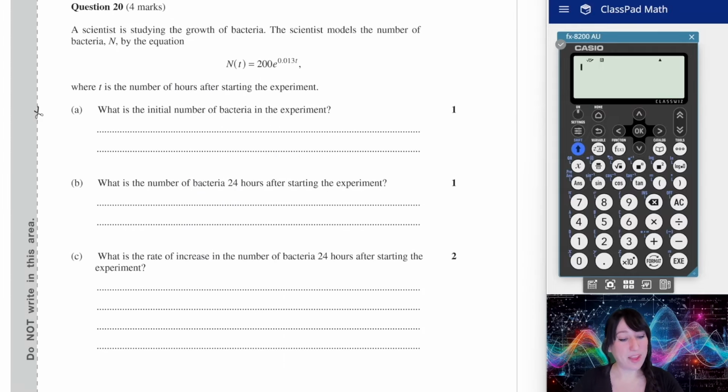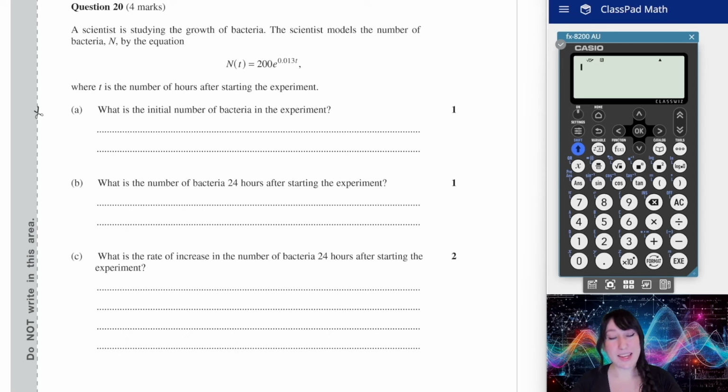Question 20. A scientist is studying the growth of bacteria. The scientist models the number of bacteria, n, by the equation n of t equals 200 times e to the power of 0.013t, where t is the number of hours after starting the experiment. Part A, what is the initial number of bacteria in the experiment? Now, if you're well familiar with exponential models, you probably can identify this right away as being 200, the number in front of the exponential.